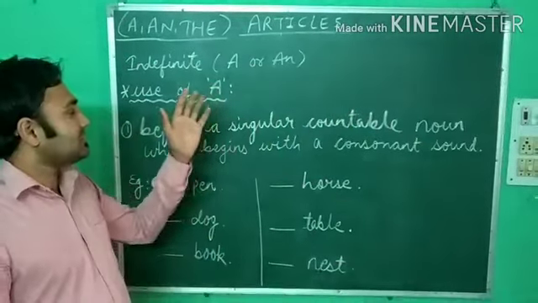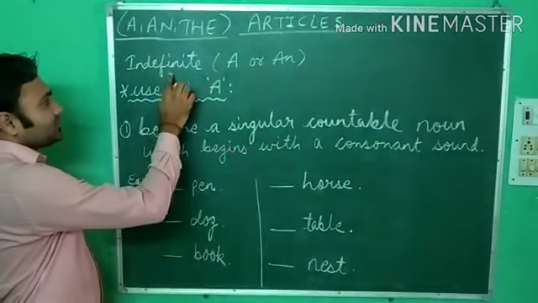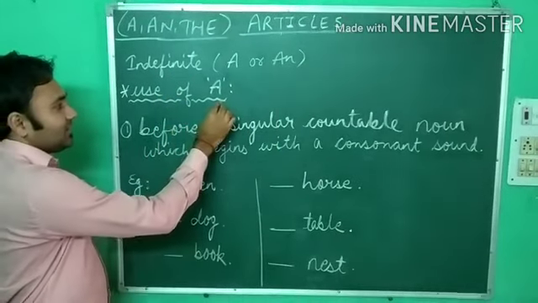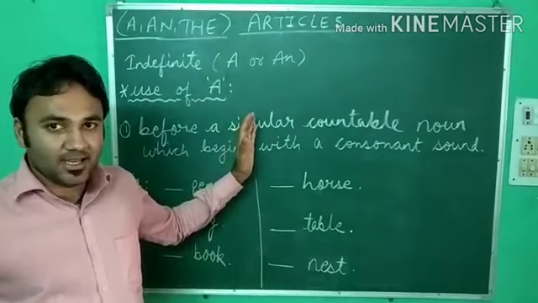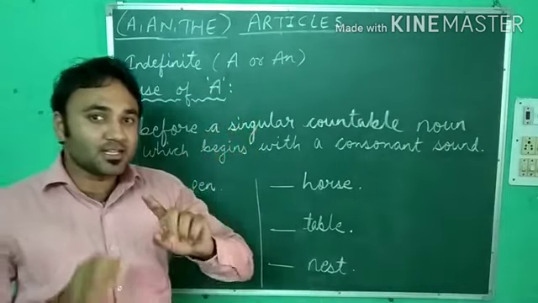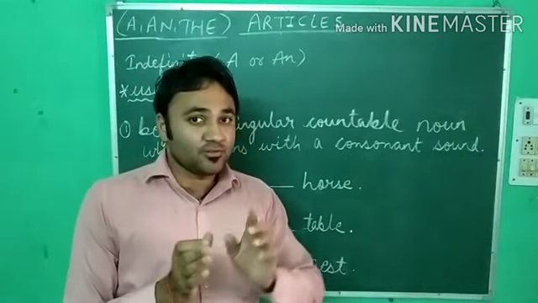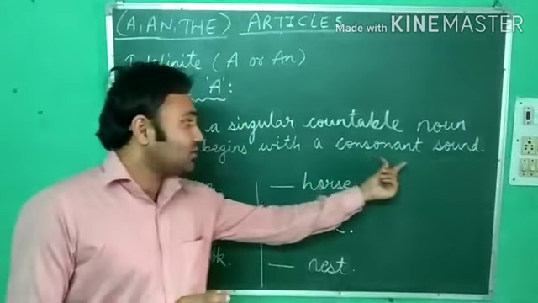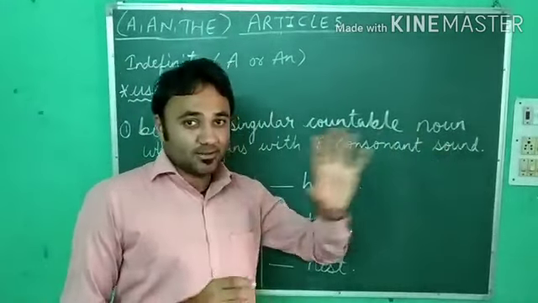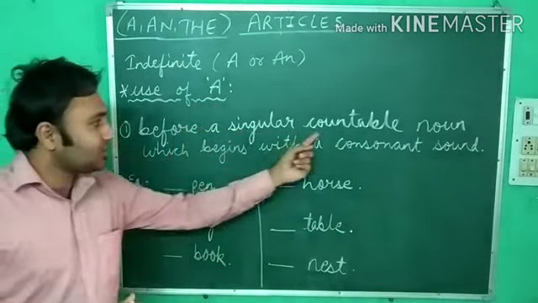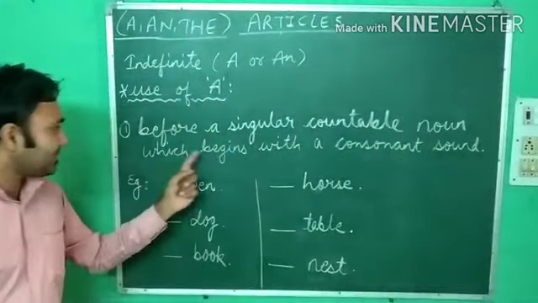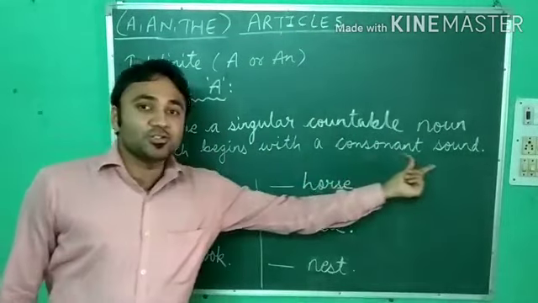Now students, let us look how and where to use article a or an and article the. Now let us see where to use indefinite article a. Dear students, article a is used before a singular countable noun which begins with a consonant sound. Remember, we use article a before a singular countable noun which begins with a consonant sound.